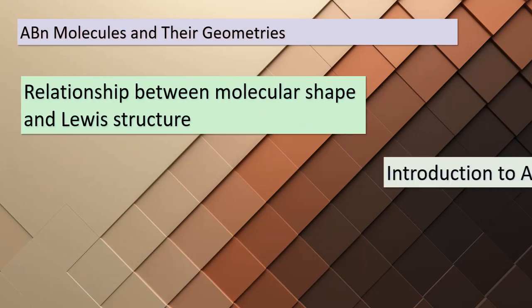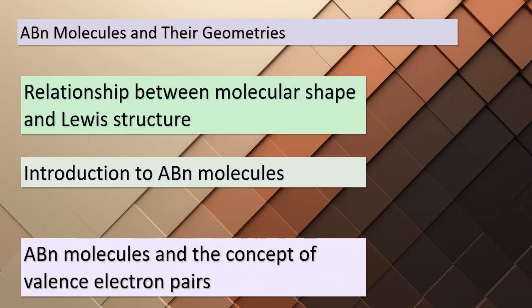Welcome to a pivotal part of our discussion, my attentive students. We're now ready to connect the dots between molecular shapes and Lewis structures. Our focus will be on molecules of the type ABn, where A represents the central atom and B represents the surrounding atoms. These molecules come in various geometries, and understanding the relationship between their shapes and Lewis structures is a key piece of the puzzle.